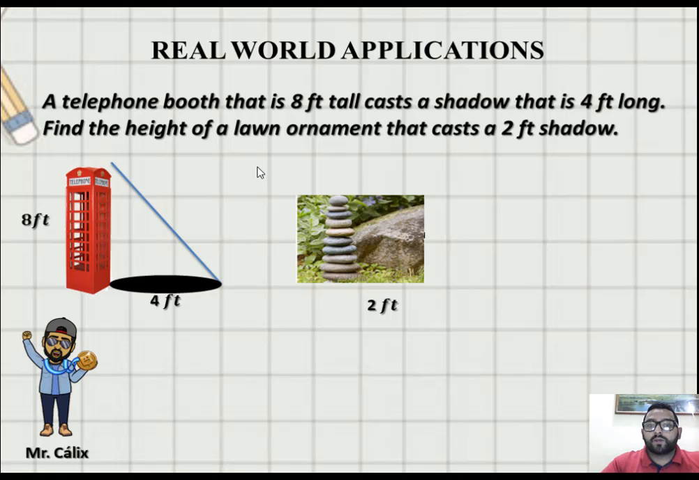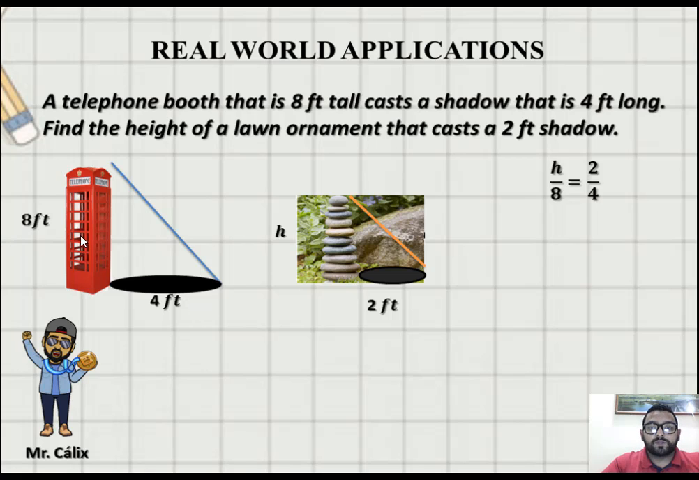Then we have the ornament, and we don't know its height, so we are going to represent it with a variable h. But we already know that the shadow of this one is 2 feet. Then we are going to use similarity to represent this. Remember, the 8 corresponds with h, so we are going to write h over 8, because I'm going to use this one first. Then I need to start with 2 over 4.